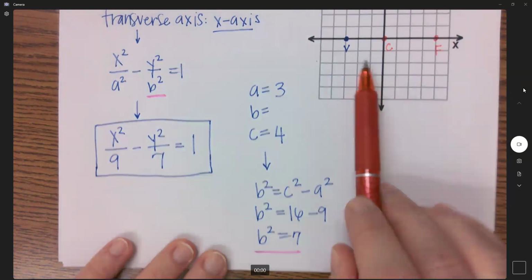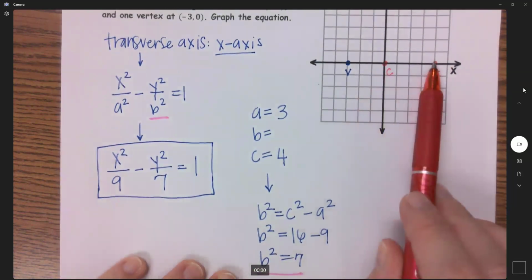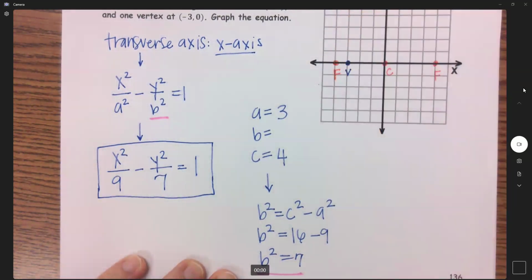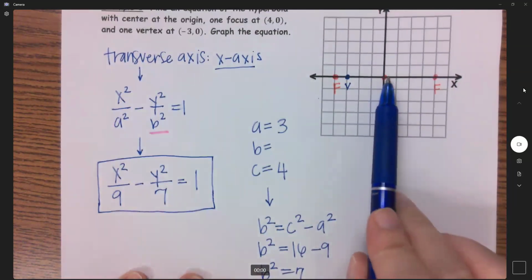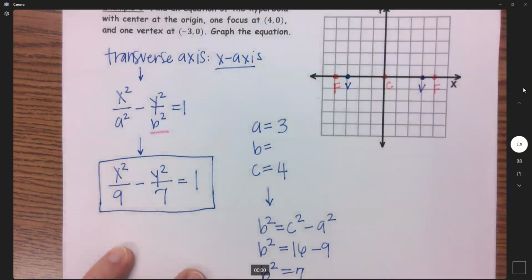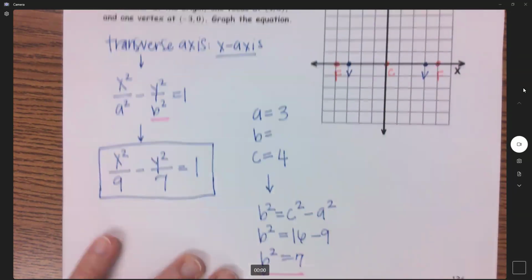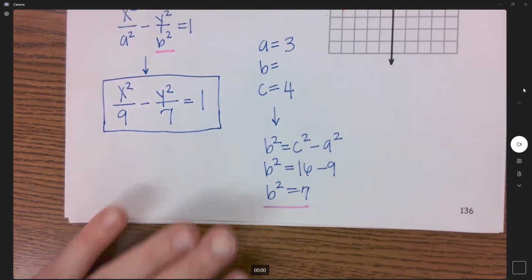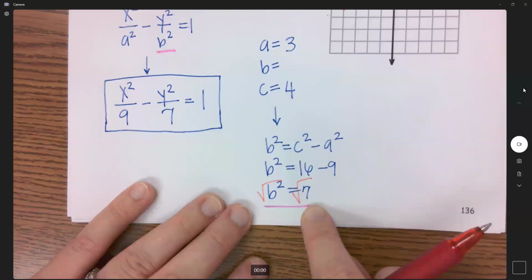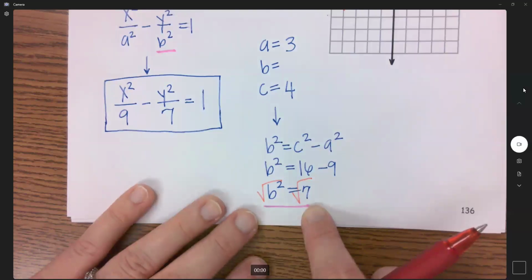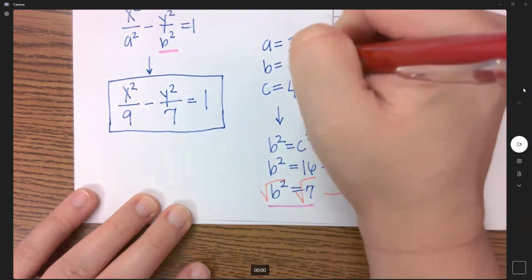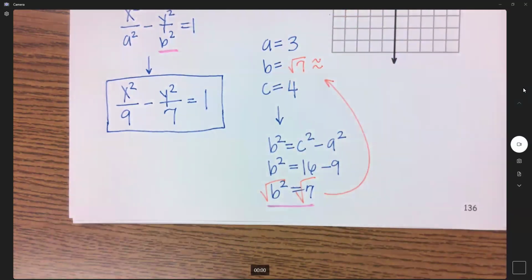Okay, well, I can go ahead and plot my second focus. If I'm 4 units away to the right, we'll go 4 units away to the left. If my vertex is 3 units to the left, we'll go 3 units to the right. And now I need my b's. We already have b squared. So if I take the square root of that, I can't simplify a prime number.